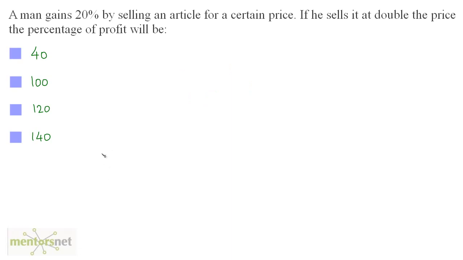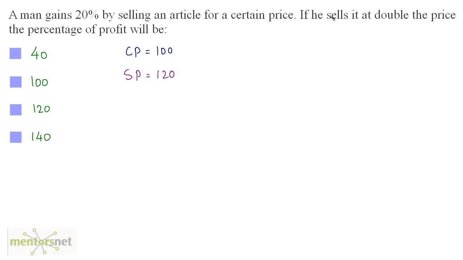A man gains 20% by selling an article for a certain price. If he sells it at double the price, the percentage of profit will be. Well, let us assume that the cost price of this article is 100 rupees, right? Now he sells this article and gains 20%. So the selling price will be a 20% increase in the cost price. So a 20% increase in 100 is 120.